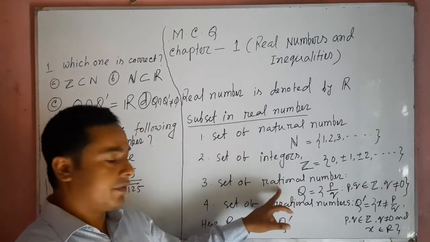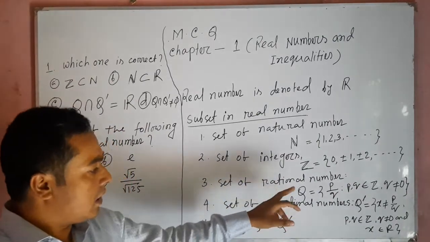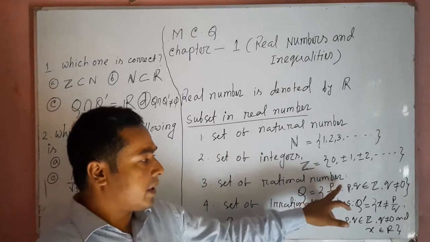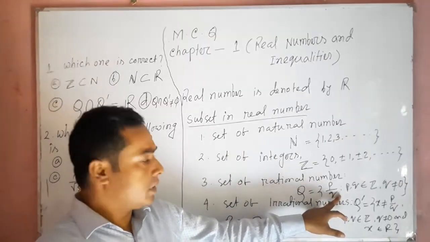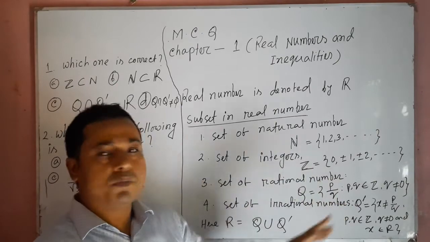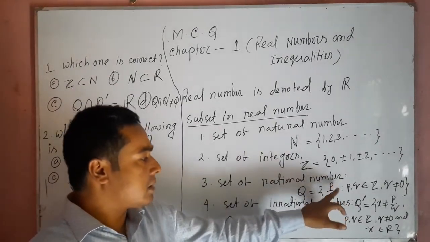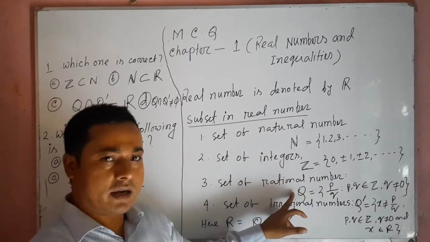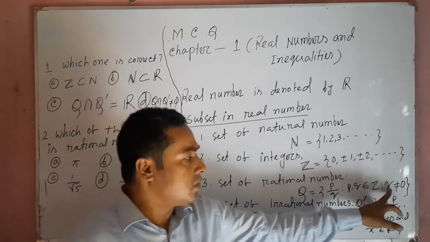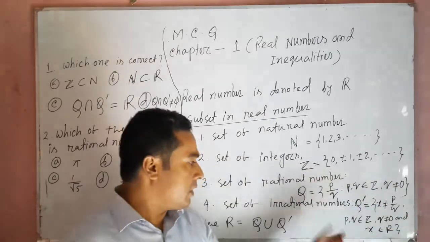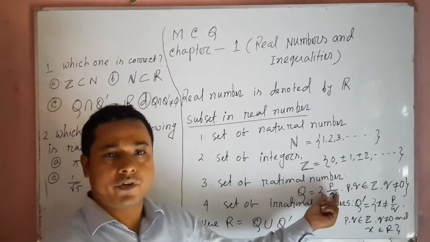This is important for MCQ. Q is equal to P divided by Q, where P and Q are both integer numbers. This type of number is called a rational number if and only if Q is not equal to 0. If Q is equal to 0, then it will be undefined.